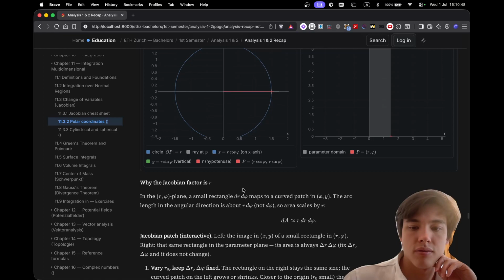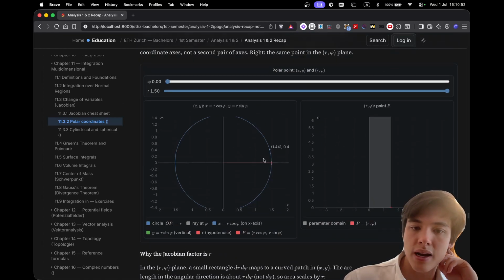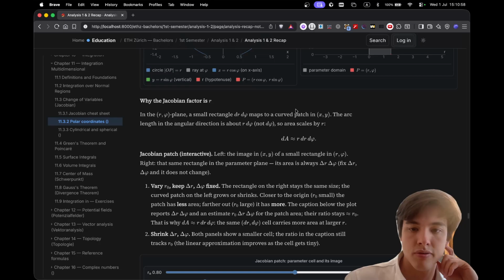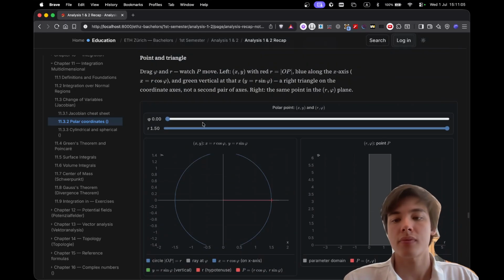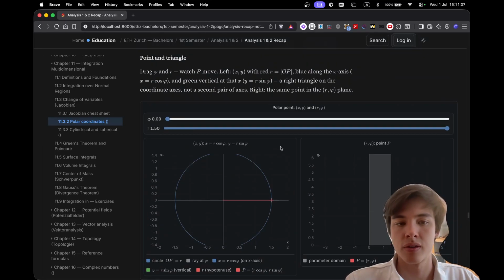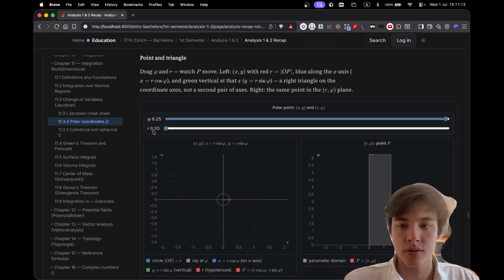So yeah, we can think of a small rectangle mapping to a curved path here. So a small rectangle, a small move. We move along the curve, which is scaled by r. Can think of if we move along, then we move like r. Well, it doesn't go to 0, and then we move again.